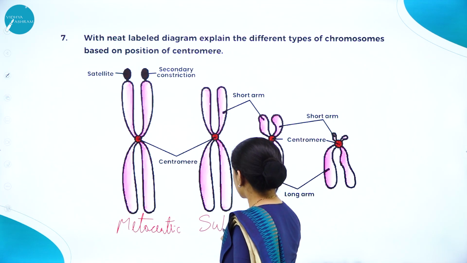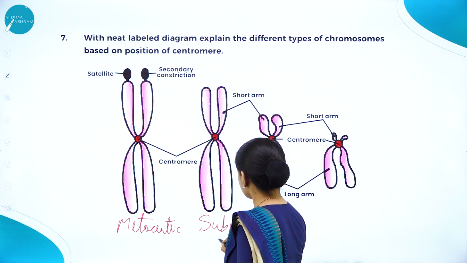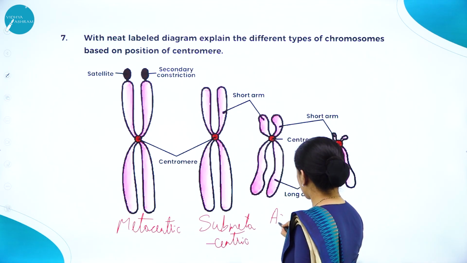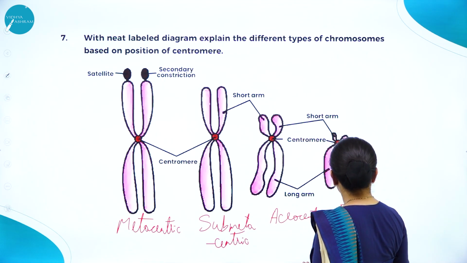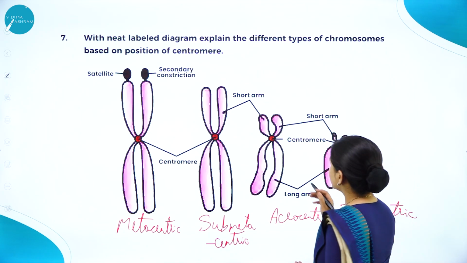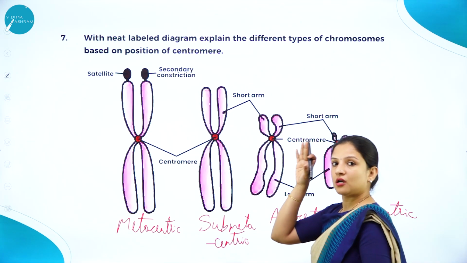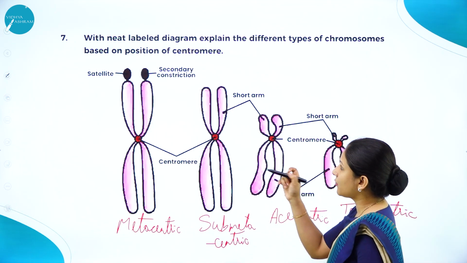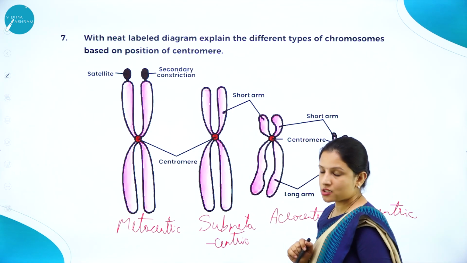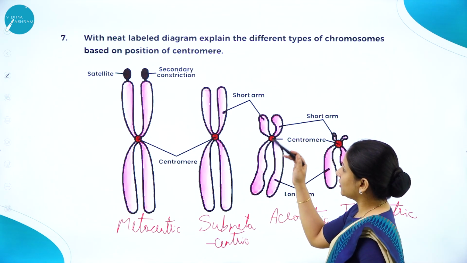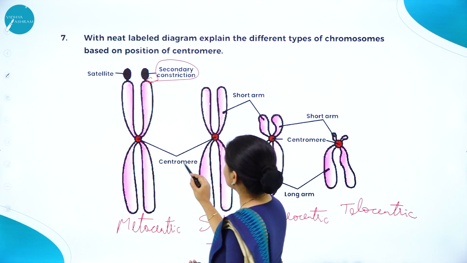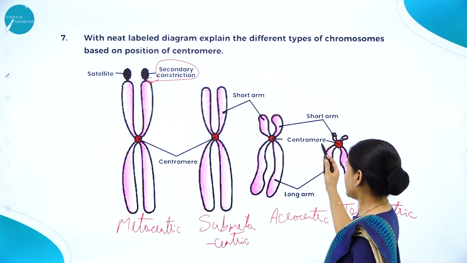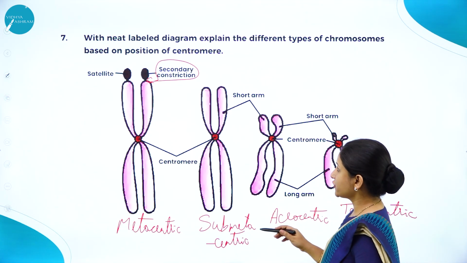You have to draw the metacentric, then you have to draw the submetacentric, then you have to draw the acrocentric, and you have to draw the telocentric. So these images you have to draw, and the way the labeling is given in the NCERT textbook, the same way you have to mention the satellite, the secondary constriction, the centromere, the short arm, and then you have to mention the long arm also. So much you have to mention.